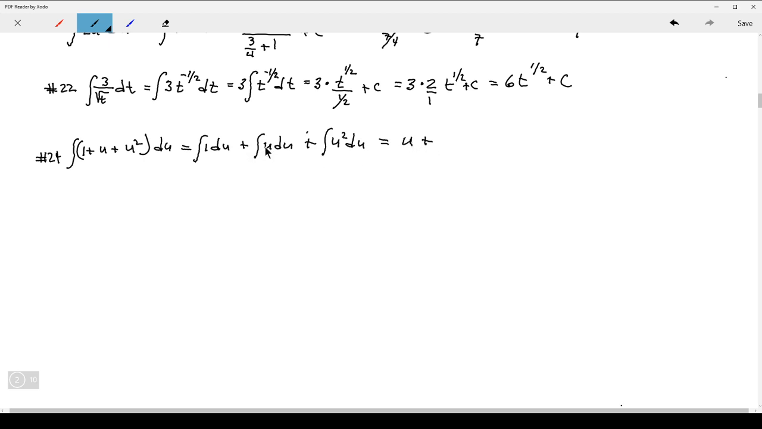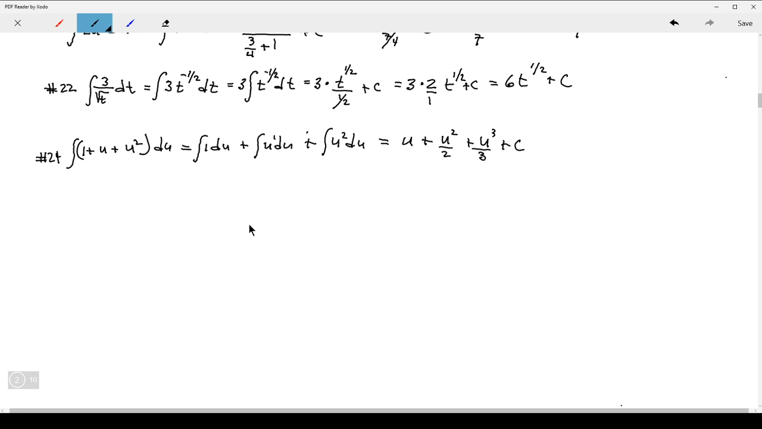The antiderivative of u, well, this has an exponent of 1, so I add 1 to the exponent and divide. So that is going to be u squared over 2. The antiderivative of u squared, power rule: I add 1 to the exponent and I divide. So that becomes u to the 3 over 3 plus c. And yes, doing antiderivatives is almost always going to lead you to fractions. You're going to have to deal with that.